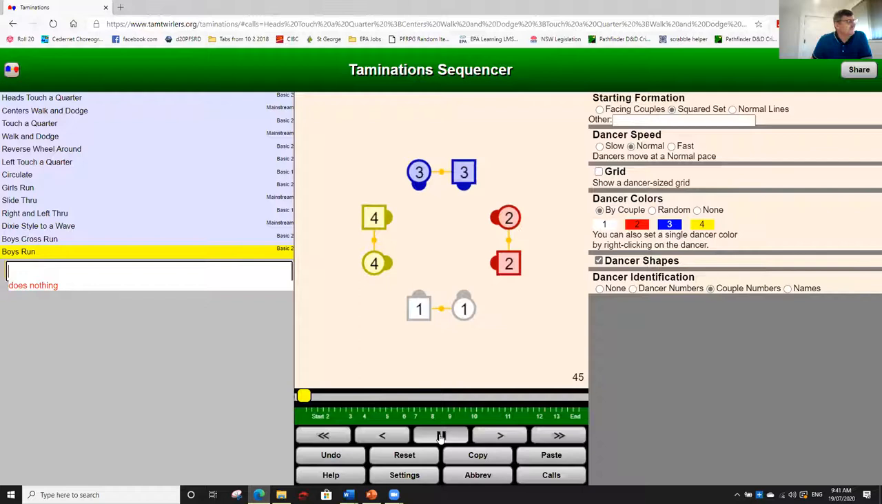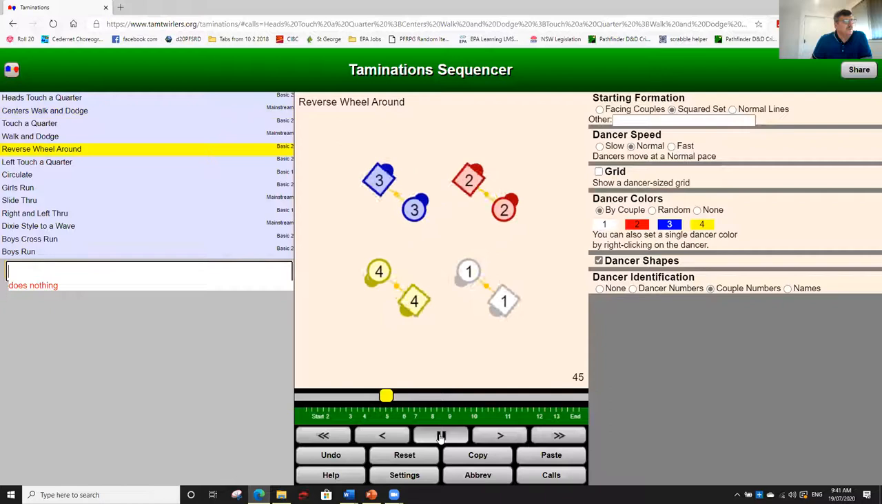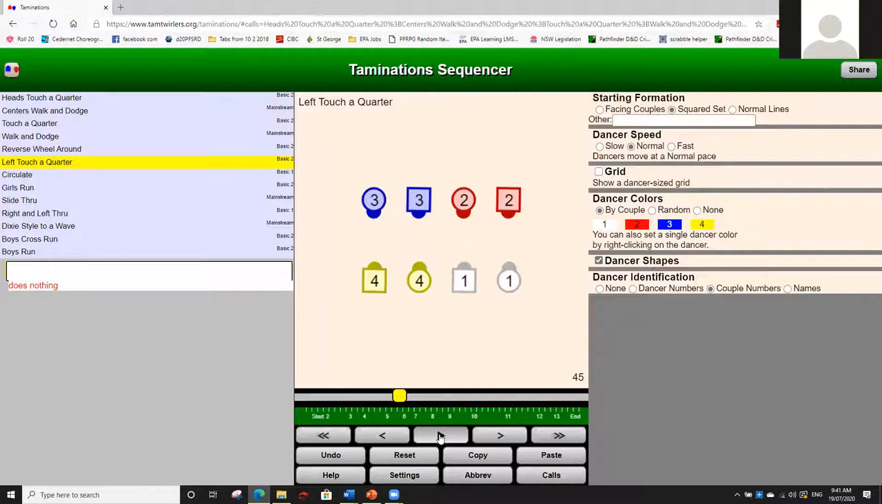So, heads touch a quarter. Are we anywhere that we know? For some people, yes, but do we really care about this formation? It's not a partner box, a partner line. It's not a corner box, so we ignore it. Touch a quarter, walk and dodge, reverse wheel around. What's that? Partner line. So we just mark that on our sheet: partner line.